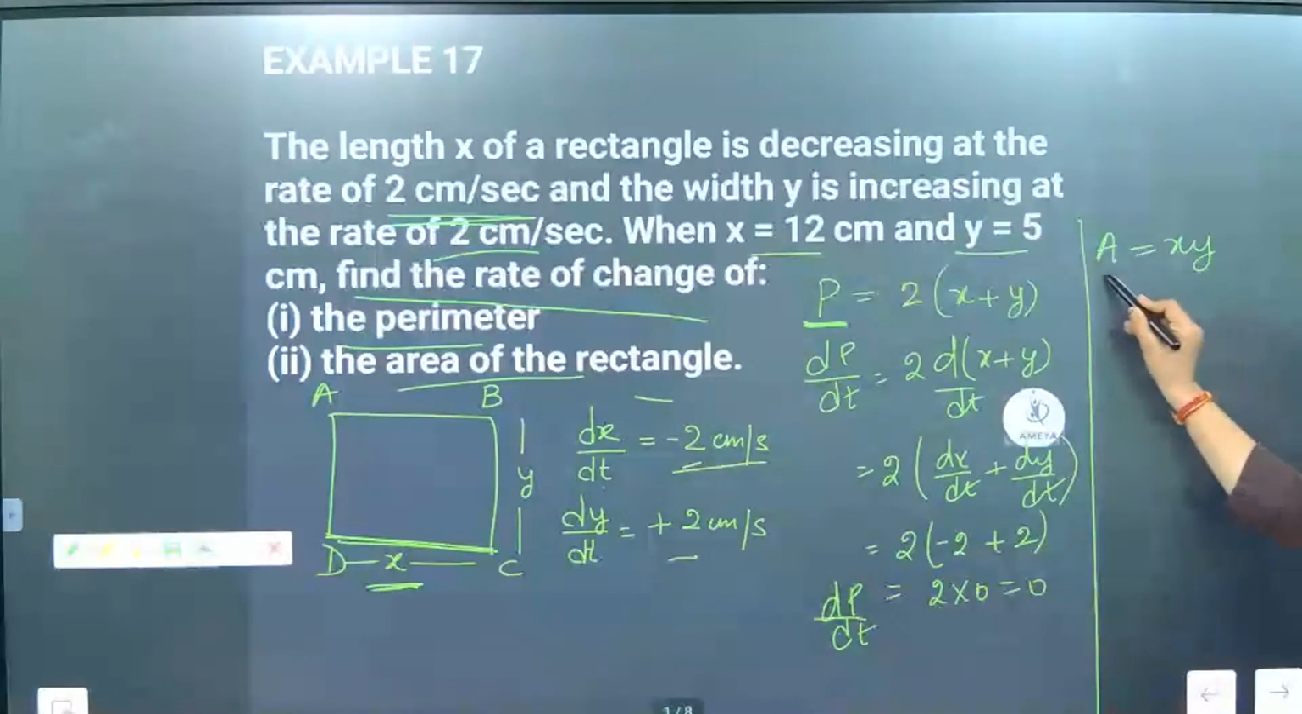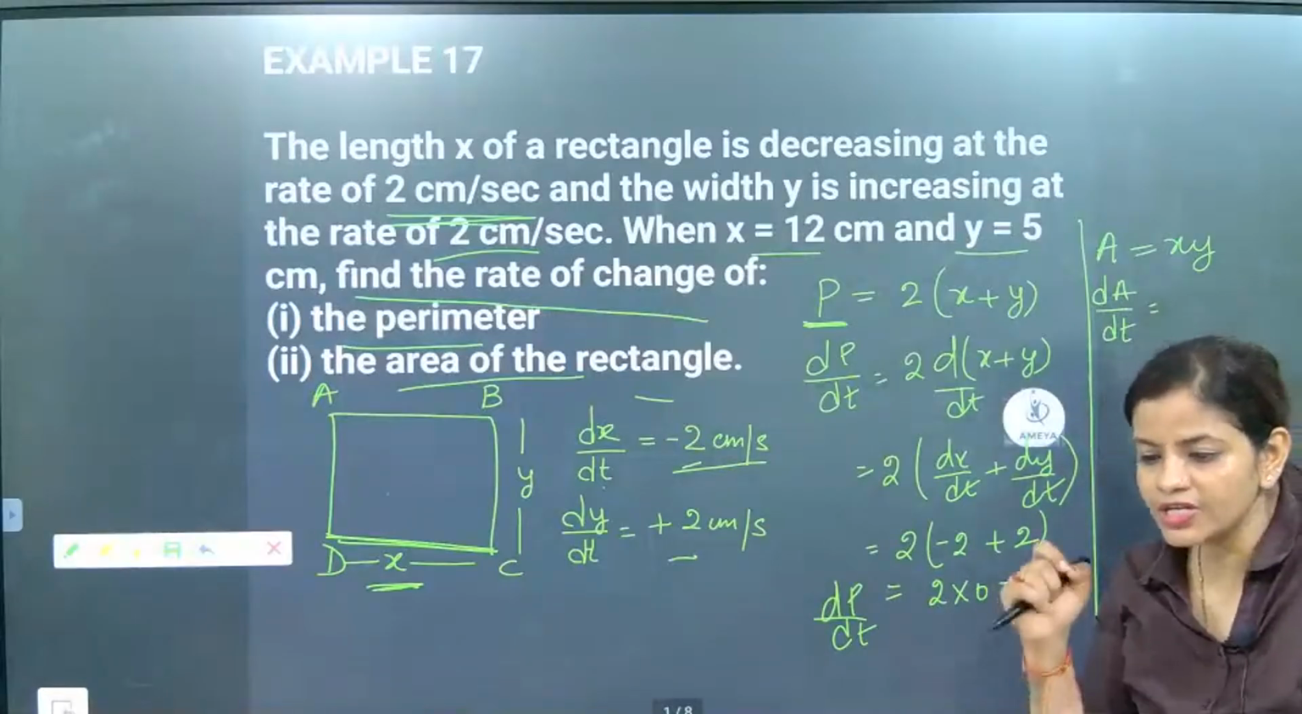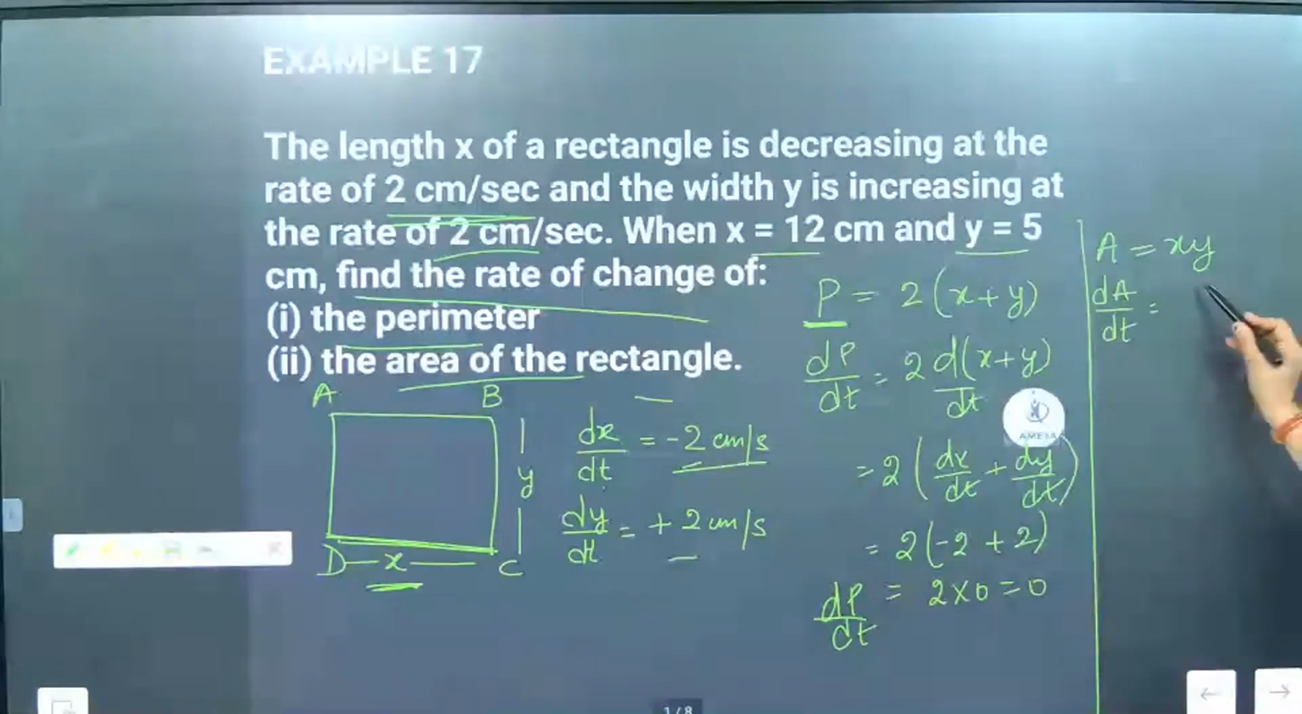Length into width. So for the rate of change of area, we are going to apply the UV method. What is the UV method? One time you leave X and differentiate Y. One time you leave Y and differentiate X.